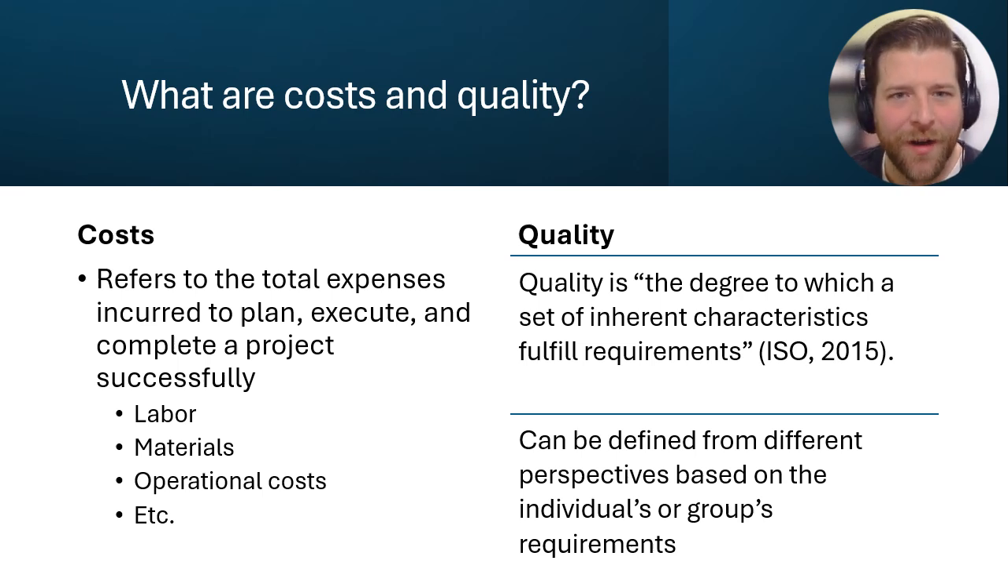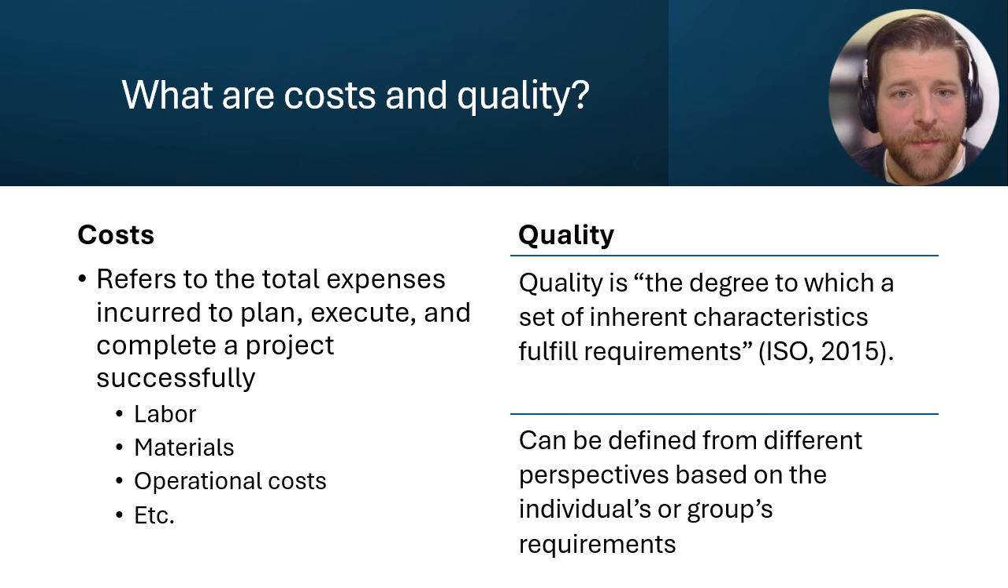So, what are costs and quality? Well, costs are pretty obvious. It's any money spent in support of the project. This includes costs during the planning phase and execution phase, and can include things like labor, materials, operational costs, etc.